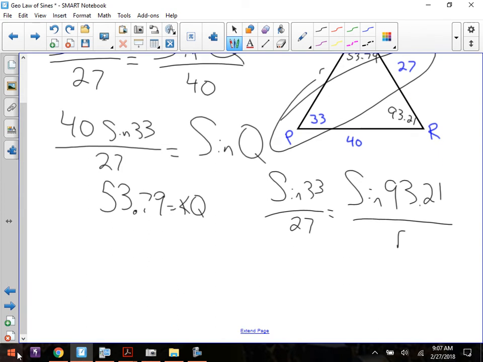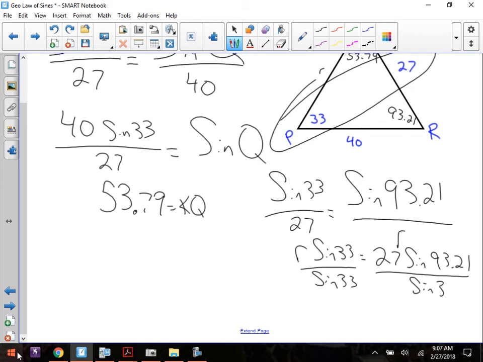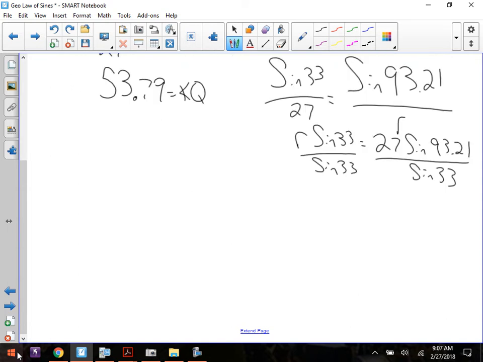So we would cross multiply like we did the problem earlier. R times the sine of 33 is 27 sine. And then you just divide out. Remember, guys, the value where it says sine of 33 is just some crummy decimal that your calculator will do the work for.